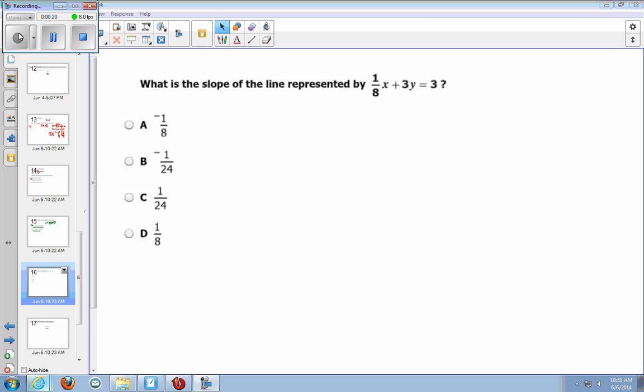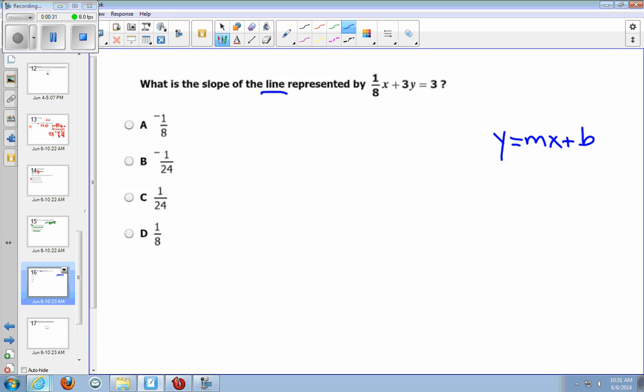All right, hopefully by now we know that when we see the word line, our brains should automatically be thinking y equals mx plus b. And if you're thinking that, you're absolutely right. We want to make sure that this equation is in slope-intercept form. So that is the name of this. And it's called that because my m value is my slope, and my b value is my y-intercept.